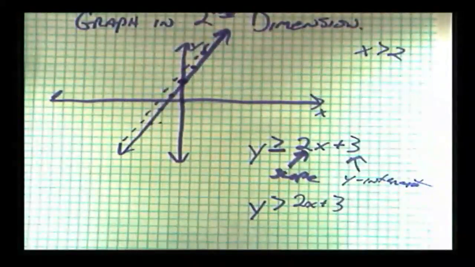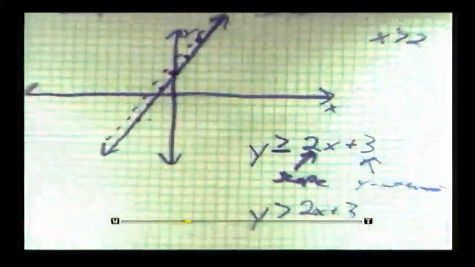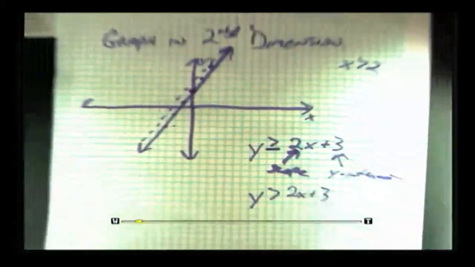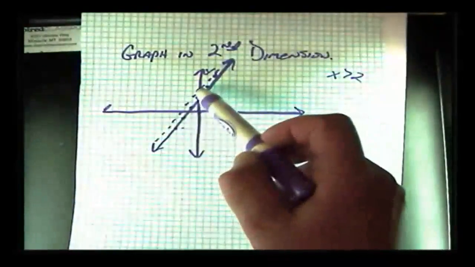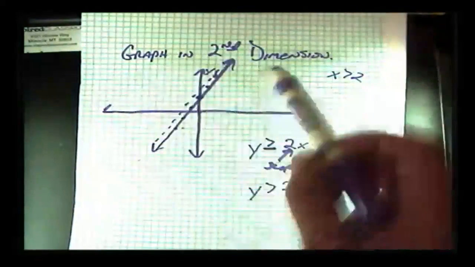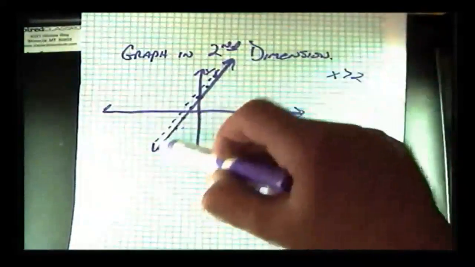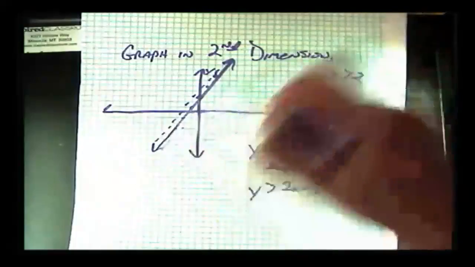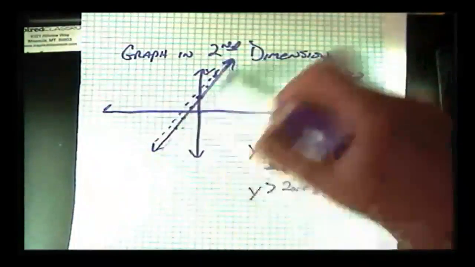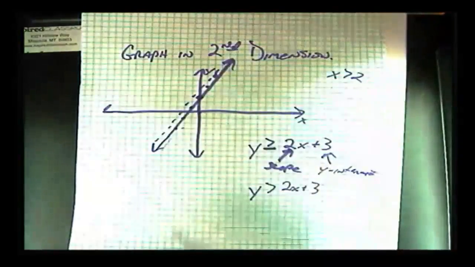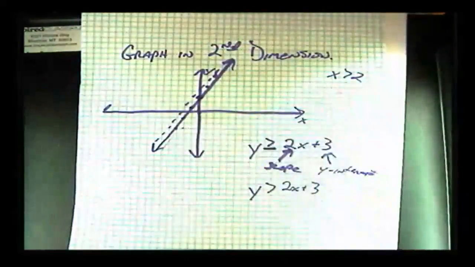So just notice the similarities. We had the closed dot for or equal to, and we had the open dot for strictly greater than. Here we have a dashed line for strictly greater than, and a solid line for greater than or equal to.